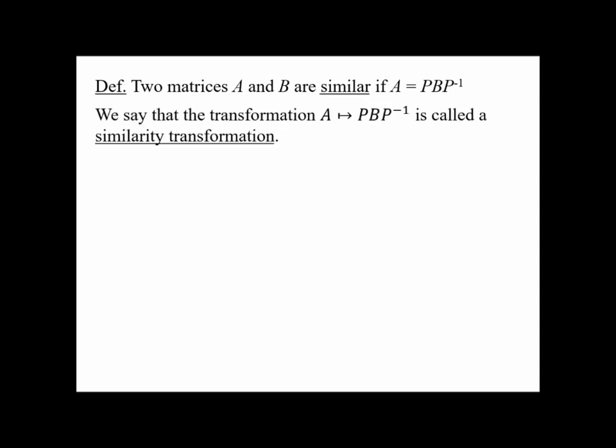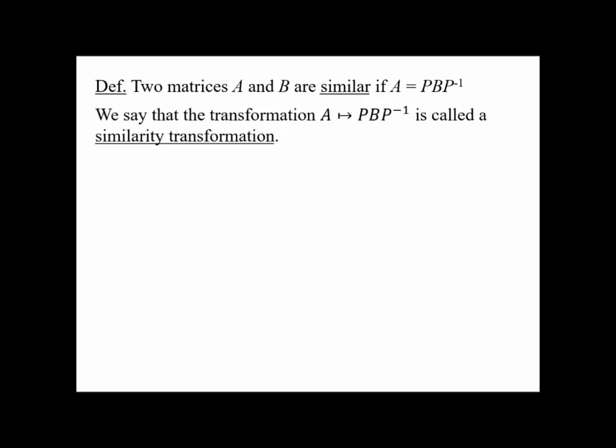We say the two matrices A and B are similar if A is equal to P times B times P inverse. We're not getting into what P is right now. We'll worry about that later. Basically, P is any matrix. And so A is equal to some matrix times B times the inverse of that same matrix. So we say these two matrices are similar.